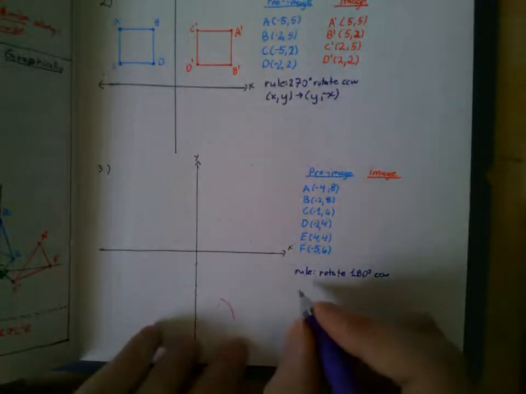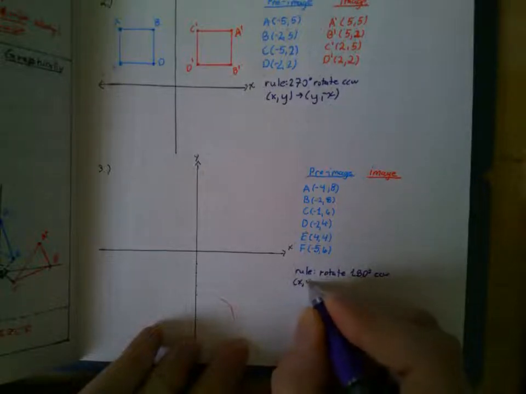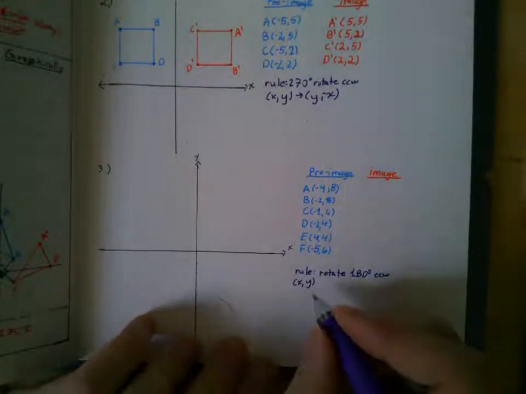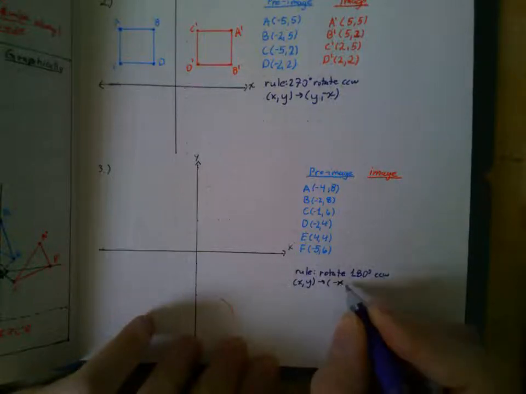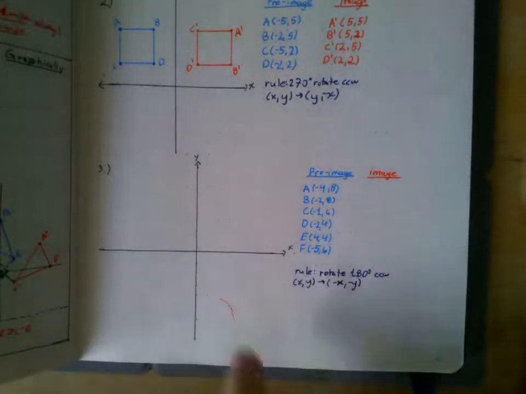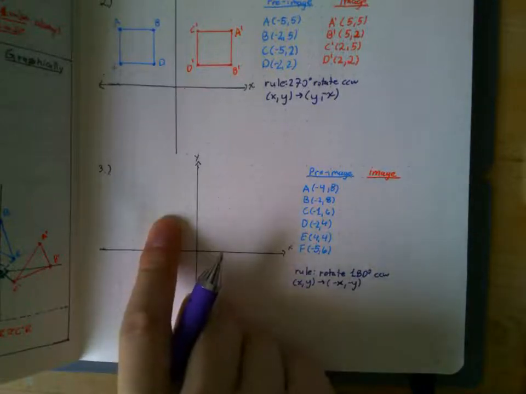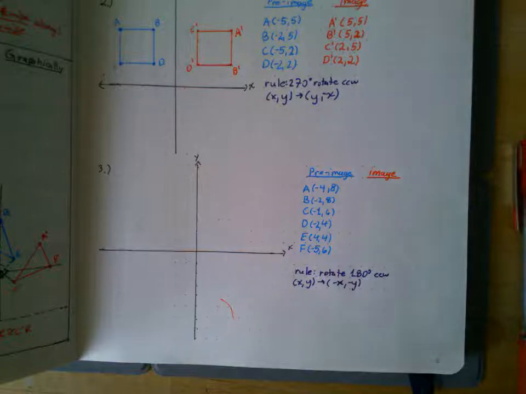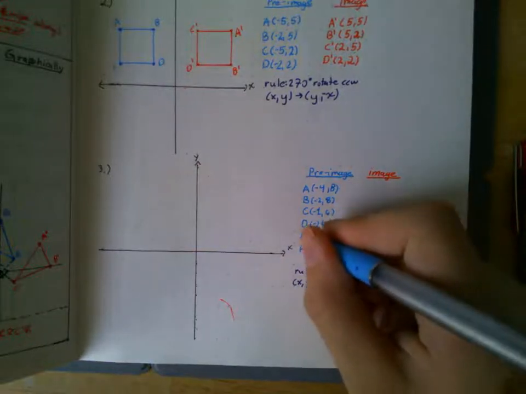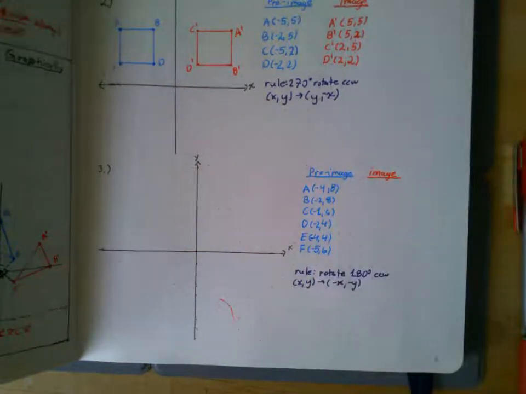Okay? And that means that x, y is going to become negative x, negative y, which means it's going to end up in this quadrant. It's going to be over here, which you can tell because all of our x values, including A, which I forgot, are negative.